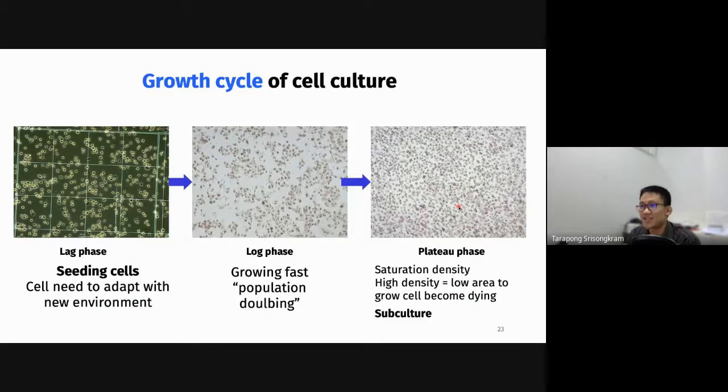Okay, and this slide shows the figure of the cells in each phase. Here it shows the cells in the lag phase. Here it shows the cells in the log phase, where the cell concentration is higher than in the lag phase, right? And the last one, the cells are more fully grown in the plateau phase. So we need to subculture before they die out.